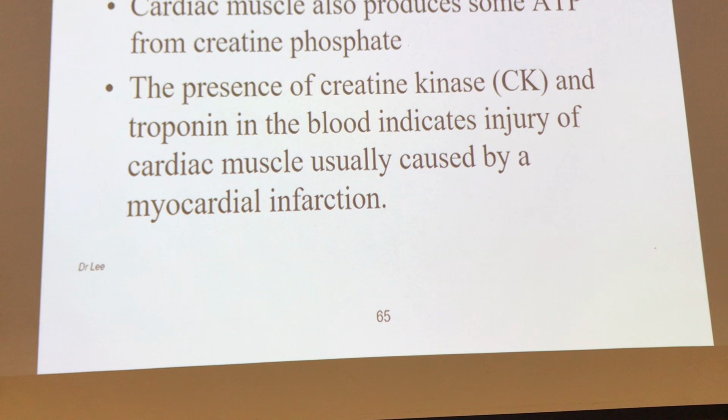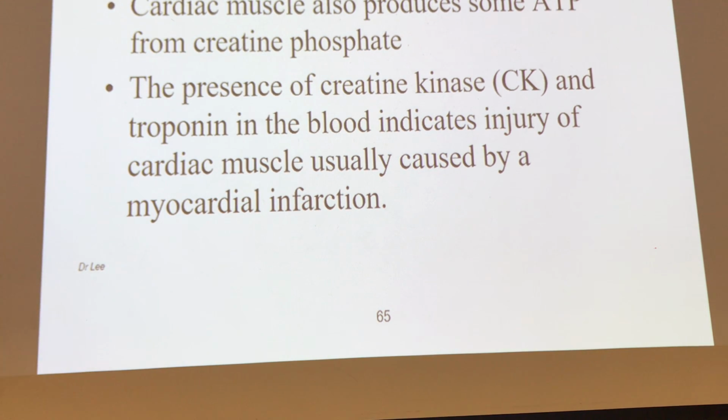Now, cardiac muscle relies on aerobic cellular respiration for ATP production. Cardiac muscle also produces ATP by creatine phosphate, and because of this creatine phosphate, we have the presence of an enzyme called creatine kinase that's found in the cardiac muscle. And because cardiac muscle is striated, it also has troponin. And what we're gonna do is this. When we wanna check if somebody has an active MI, we wanna make sure that we can check their diagnostic blood values and an ECG. We want both. That's the gold standard, right?